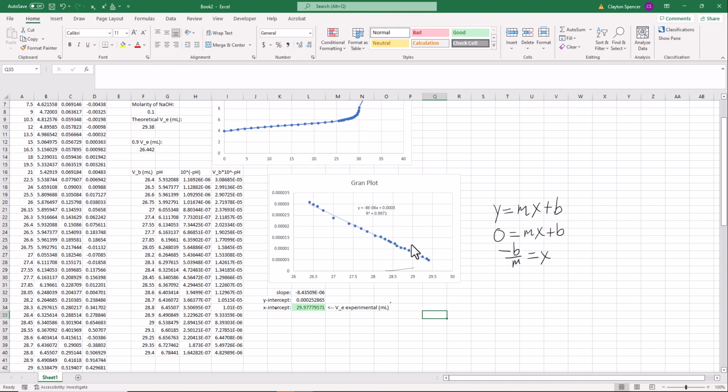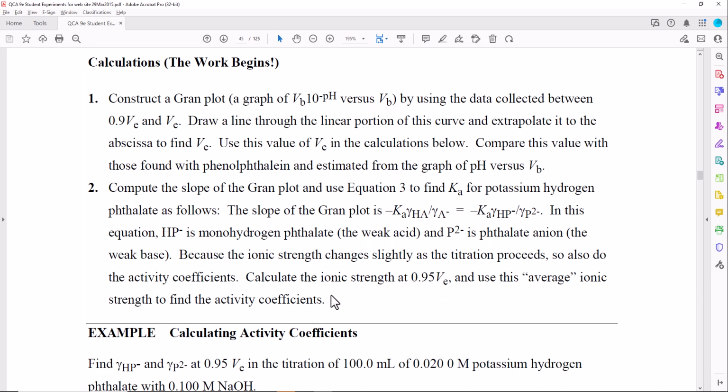So that changes from here to here, and so we're going to use kind of an average value that's, instead of at 90% or right at 100%, kind of halfway in between at 95%. And so that's why it suggests that we calculate the ionic strength at 0.95 VE and use this average ionic strength to find these activity coefficients up here, right? So we have to figure out these before we can calculate Ka. And that's the big goal of this lab, to get the value of Ka. So yeah, we're going to do that next here.